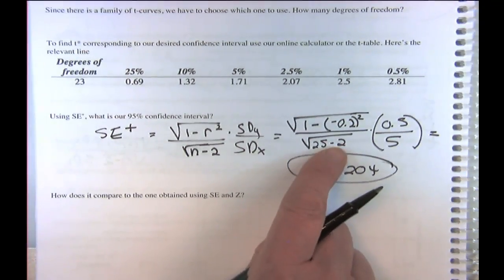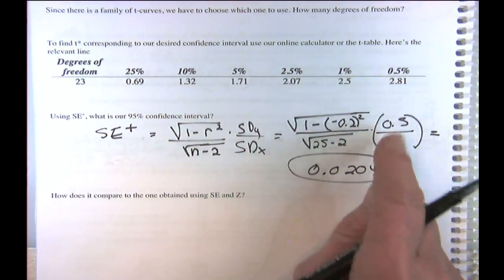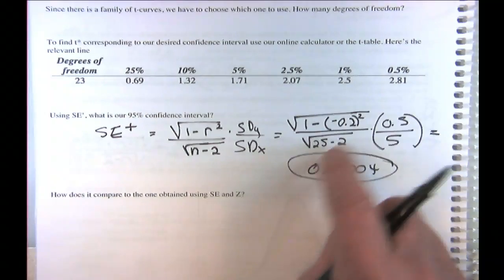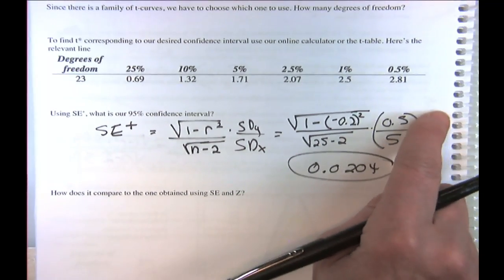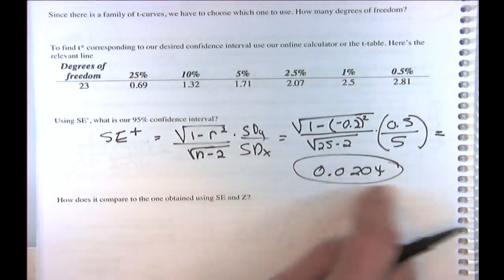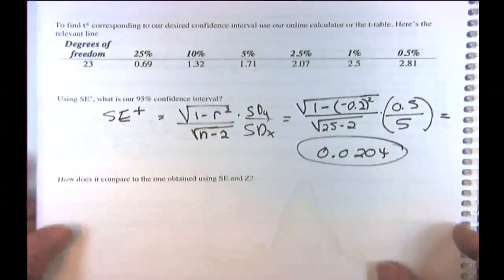By a factor of square root of 25 over 23. If I multiply this by the square root of 23 over the square root of 25 to make it smaller, that's how much smaller our regular standard error would be. Now, how does it compare to the one?